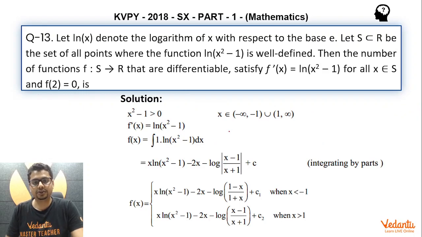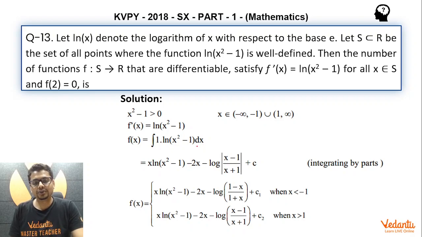So in case you have not got a feel of it, let me show you through the solution. So here x square minus 1 greater than 0 would mean this, which is very simple, which is very clear, which is not a big deal. We all would agree on that. f prime x is equal to ln(x square minus 1). So as you integrate with respect to x on both sides, the left hand side you may say is f of x. It will be the integral of ln(x square minus 1) dx.